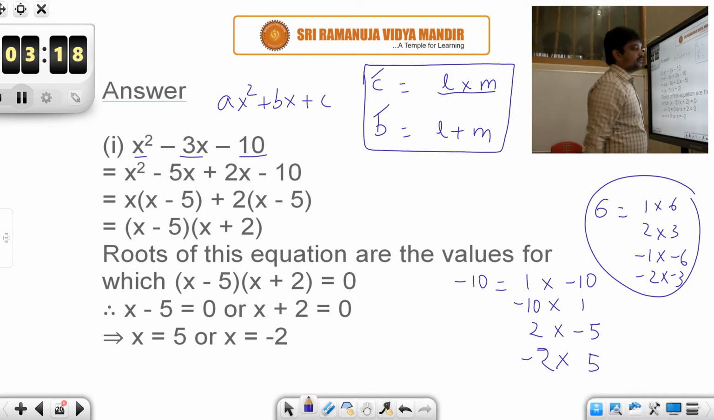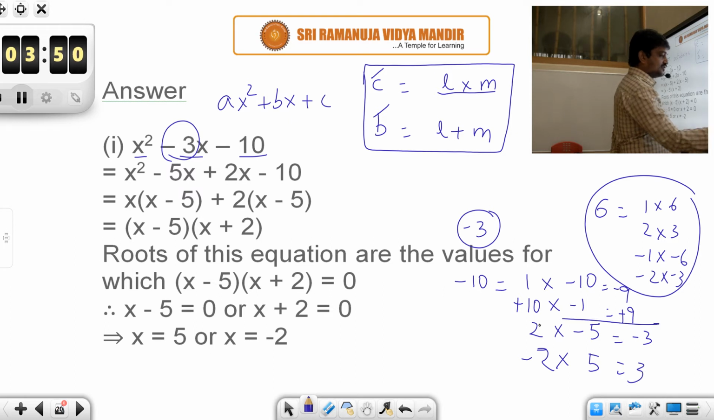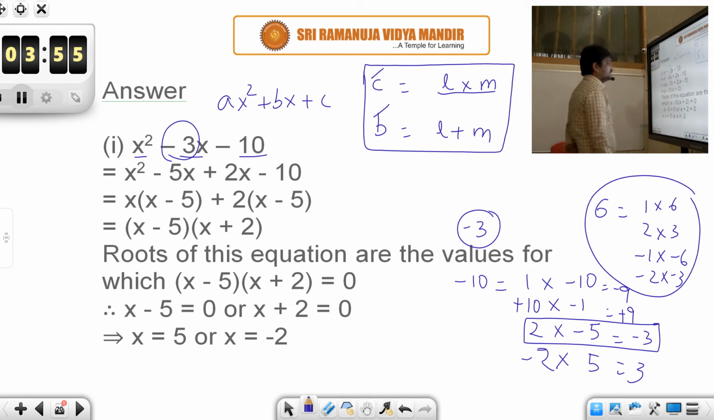But which of these should we pick? The condition we should see is that when you sum those two numbers, you should get the value of b, that is the coefficient of x. Here the coefficient of x is minus 3. So look at this. When you add 1 and minus 10, you will get minus 9. Minus 10 and 1, again minus 9. Then 10 and minus 1, here you will get plus 9. At 2 and minus 5, here you will get minus 3. Here minus 2 and 5, here you will get 3. So 2 and minus 5 gives you the combination such that when you add them, you get minus 3.